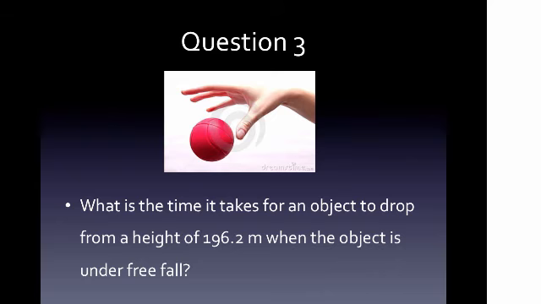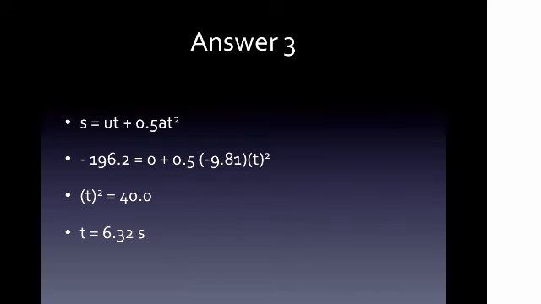Question 3. What is the time it takes for an object to drop from a height of 196.2 meters when the object is under free fall? The answer is shown here. As you can see, s equals ut plus 0.5at squared. This was the third equation. In this case, s is going to be a negative number because s is actually delta s, and delta s is the final state minus the initial state.